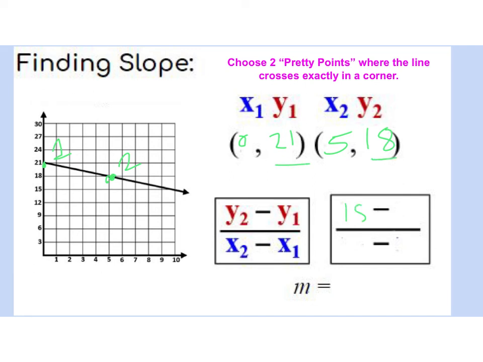So we're going to do 18 minus 21 over x2 minus x1, so 5 minus 0. So 18 minus 21 is negative 3. And 5 minus 0 is 5. Now, we can leave this one in a fraction just like this because we usually leave slopes as fractions, not as decimals. So leaving it as negative 3 over 5 is perfectly fine.